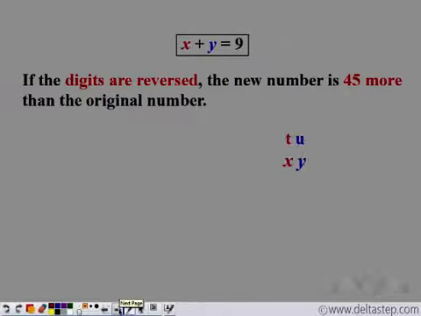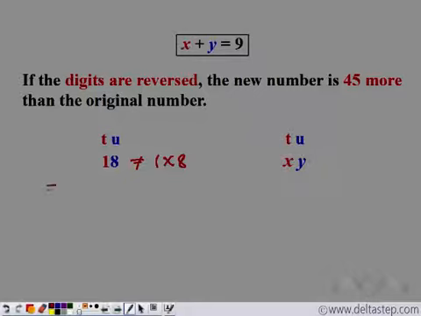The original number is a number in which the tens digit is x and the units digit is y. But be careful. This is not x into y. So this means that the tens digit of the number is x and the units digit of the number is y. If we have a number 18, this does not mean 1 into 8. It says the tens digit of the number is 1 and the units digit is 8.